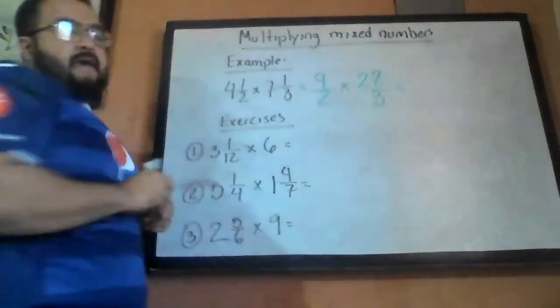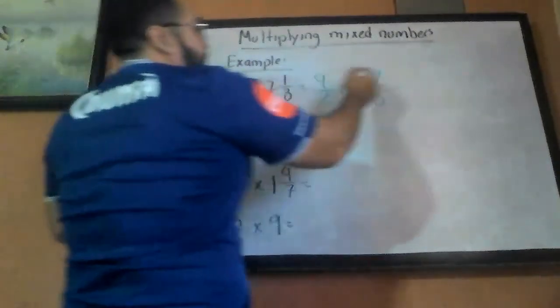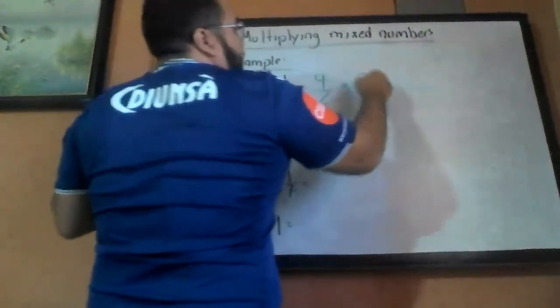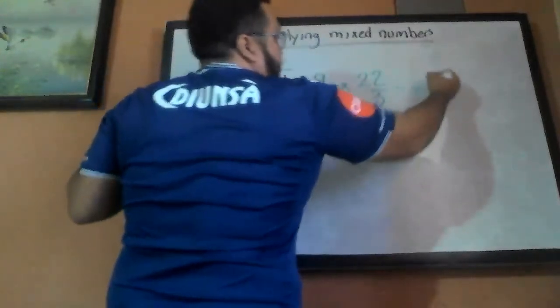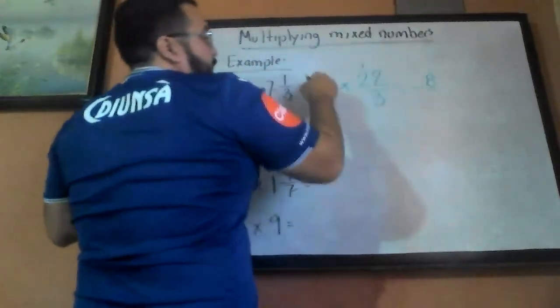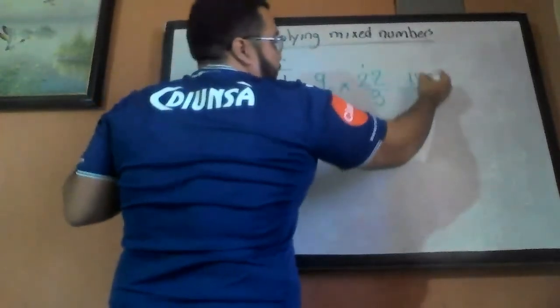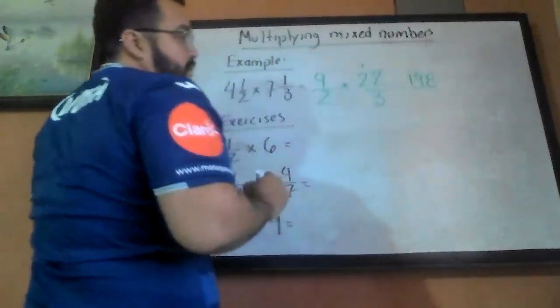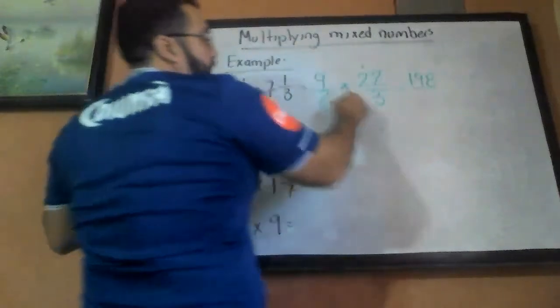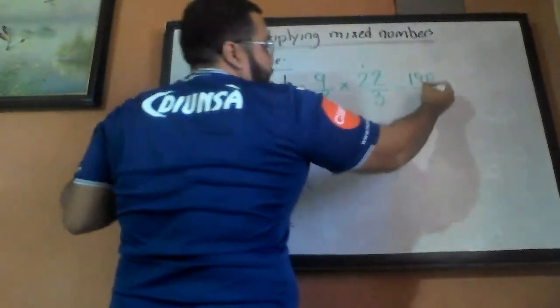Now we can multiply. 9 times 22. Let's do it step by step. 9 times 2, 18. Write a 1 here. 9 times 2, 18 plus 1, 19. 198. Now, 2 times 3. How many is 2 times 3? 6. Now let's divide it.